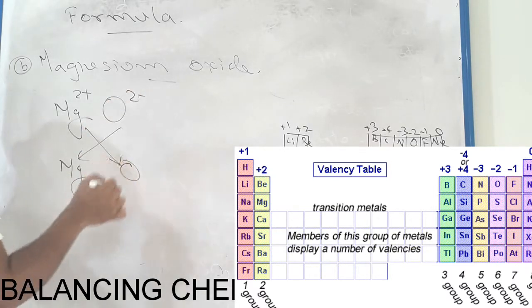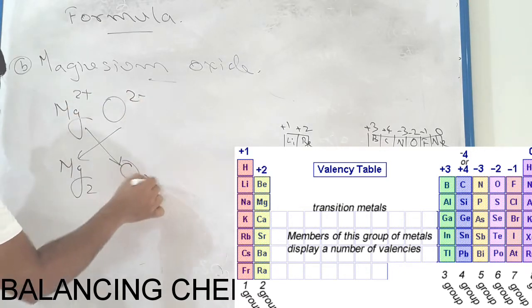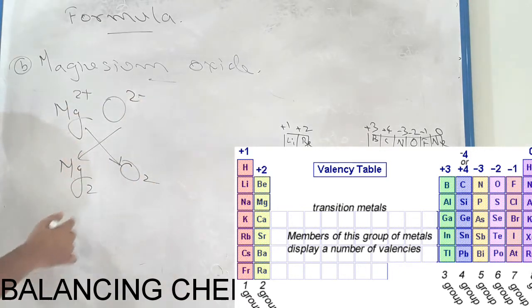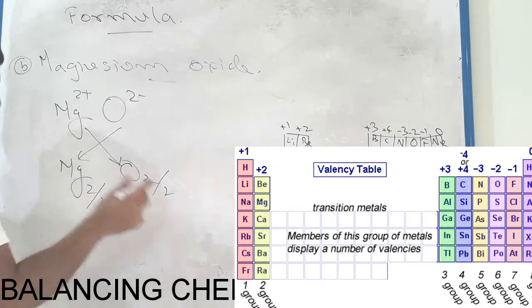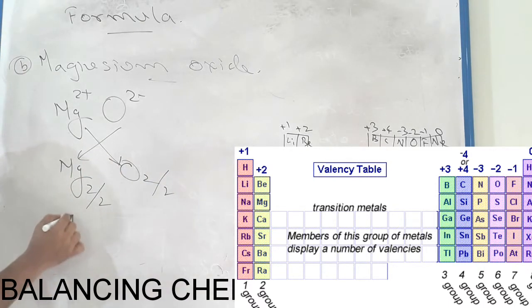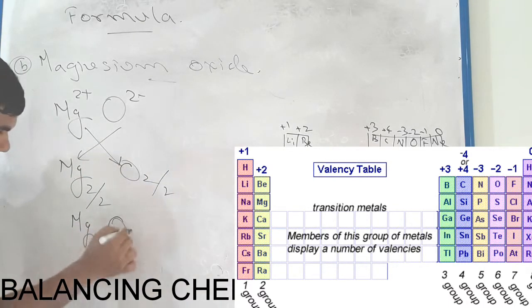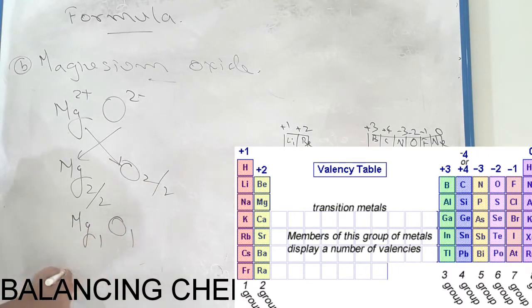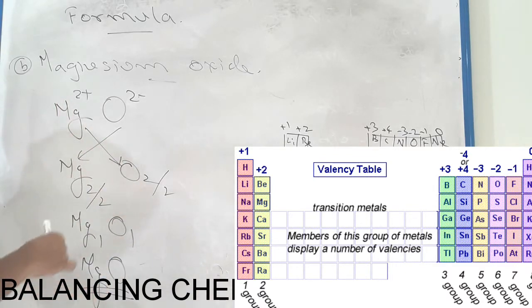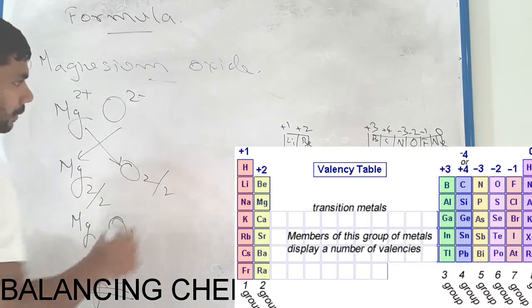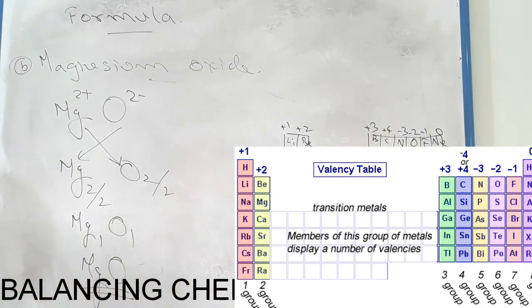Here 2, right over here. This 2 here, this 2 here. Both are the same number. So we can simplify with a common number, divided by 2. 2 by 2 is 1. Again 1, no need to write it. So the formula for magnesium oxide is MgO. Here in this step we have to simplify with a common number. So this is the formula for magnesium oxide.